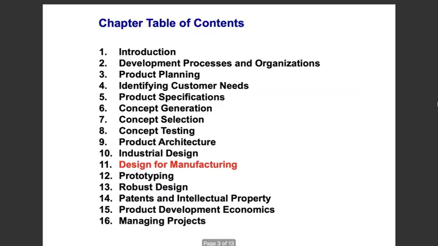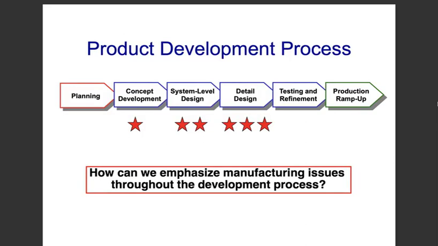Design for manufacturing, if you look at the table of contents in the book, is located in chapter 11 after industrial design and product architecture. In the product development process, after we have done the concept development, system-level design, and followed by the detailed design, design for manufacturing is located at the detailed design.